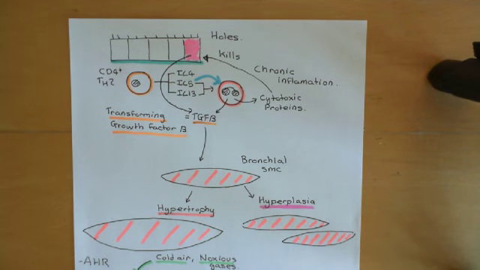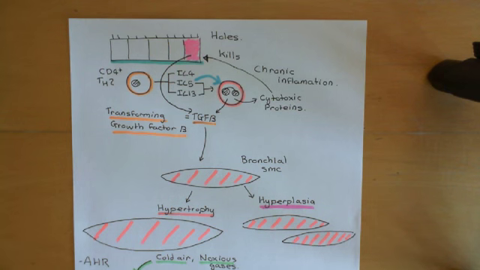more TGF-beta being produced. The transforming growth factor beta then acts on the airway smooth muscle cells and causes hypertrophy and hyperplasia, which results in the mass of the bronchial smooth muscle cell layer around the bronchi increasing, and therefore its ability to constrict the bronchi goes up.